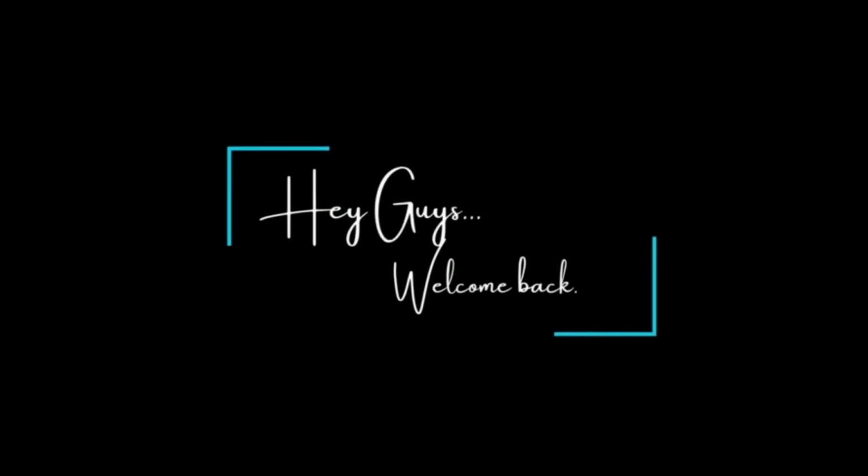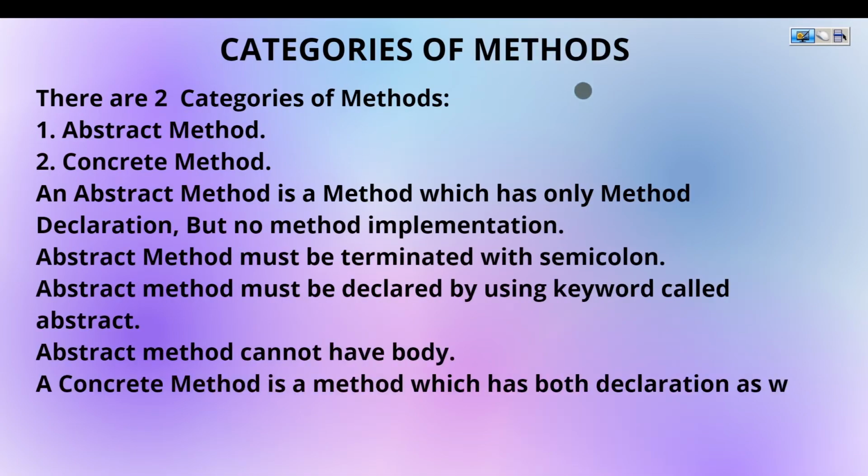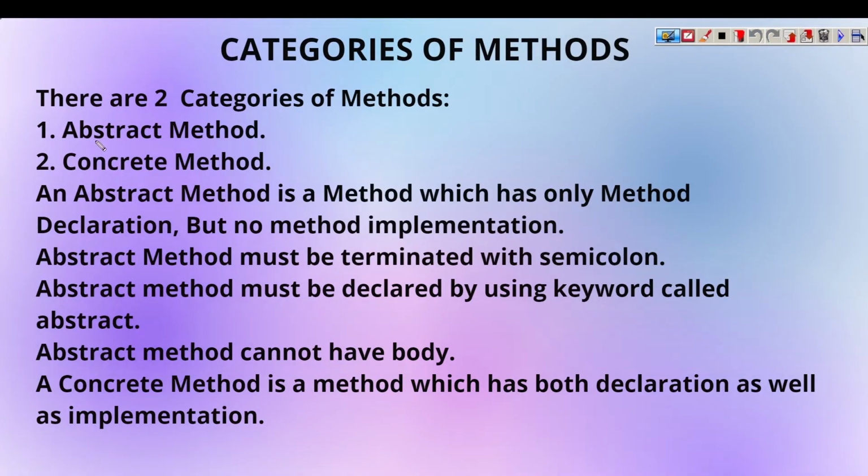In our previous videos, we have seen what is a constructor, and the difference between a constructor and a method. In today's class, we're going to see what are the categories of a method. There are two categories of a method: abstract method and concrete method.